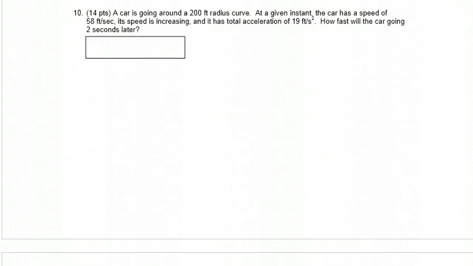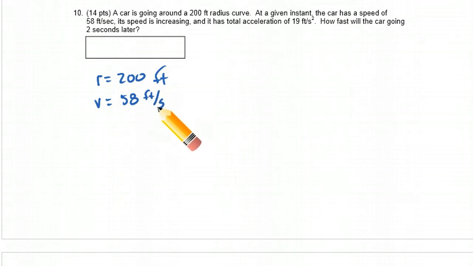Problem 10 has a car going around a 200-foot radius curve. We're given that at a particular time the car has a speed of 58 feet per second. Alright, so I'm going to start writing some of this down. R is 200 feet. Velocity is 58 feet per second. Speed is increasing. Okay, that tells us that speed is getting larger, so our tangential acceleration is positive.